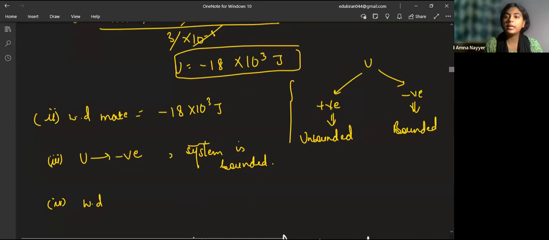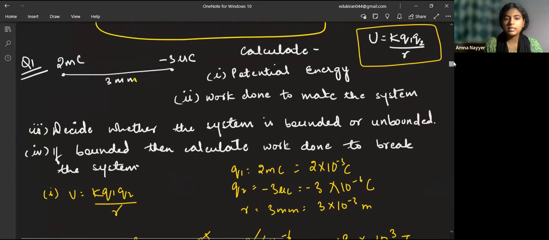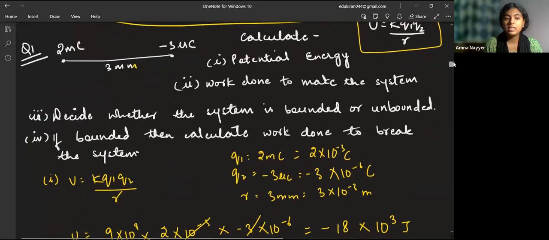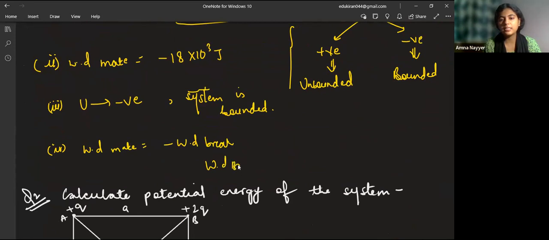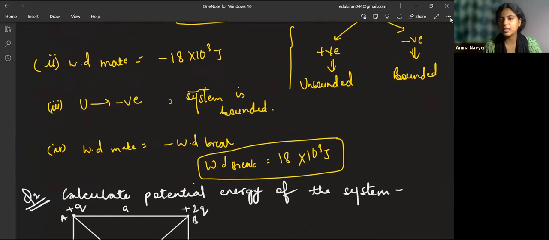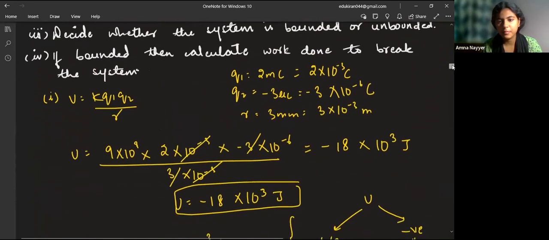So work done to make the system. The fourth part is saying if bounded, then calculate work done to break the system. Always remember, work done to make the system is the negative of work done to break the system. So work done to break the system will be the negative of this, that will make it positive, 18 into 10 to the power 3 joules. This is the answer to the first question. Note it down.